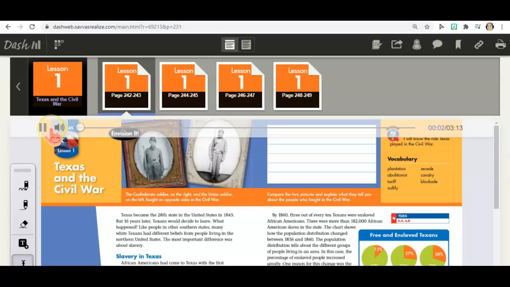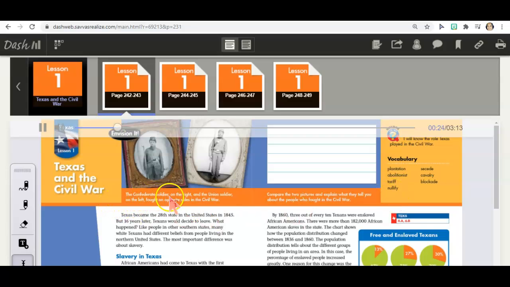Texas and the Civil War. I will know the role Texas played in the Civil War. Vocabulary: plantation, secede, abolitionist, cavalry, tariff, blockade, nullify.